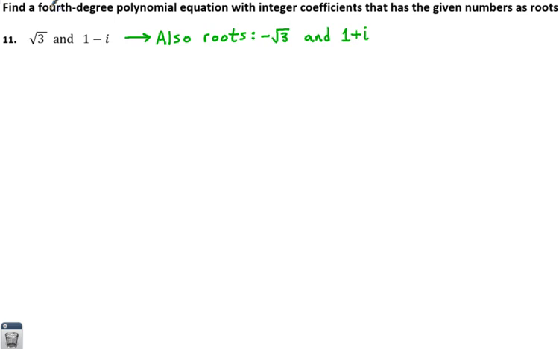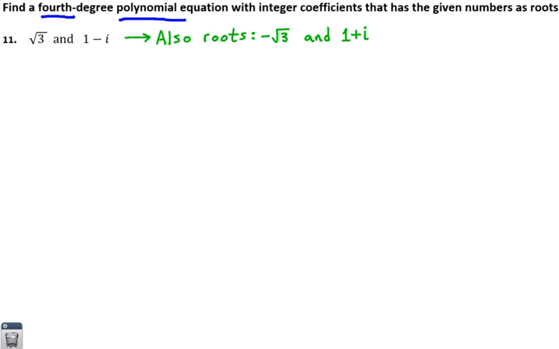And the last one. This one wants you to write a polynomial, well, fourth degree, but they want you to write a polynomial equation with integer coefficients that have the given numbers as roots. First and foremost, if one of the roots is root 3, remember, irrational roots and complex roots always occur in conjugate pairs. So if these two guys are roots, then so are these. And so that leads you to be able to write the factors to start.